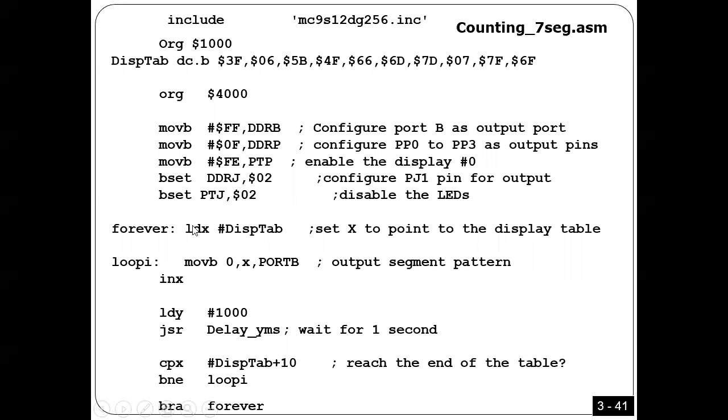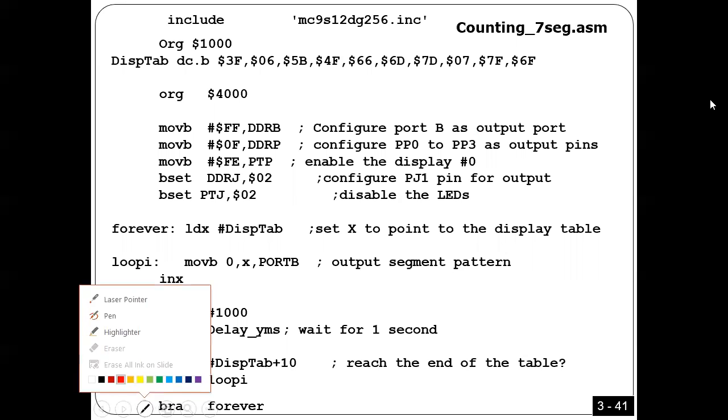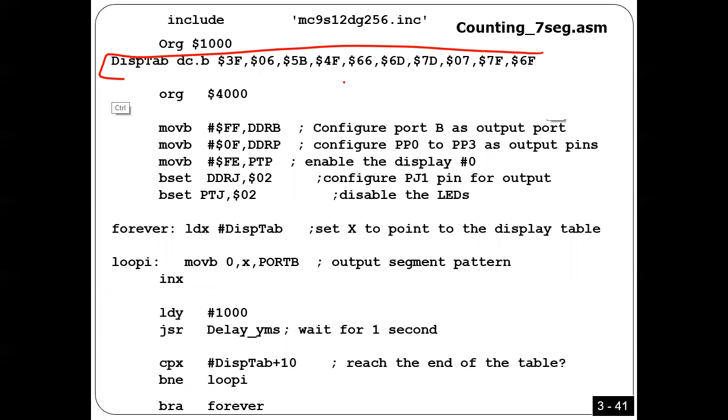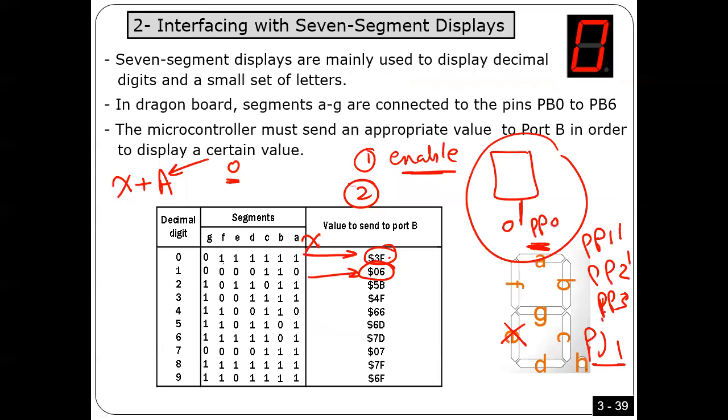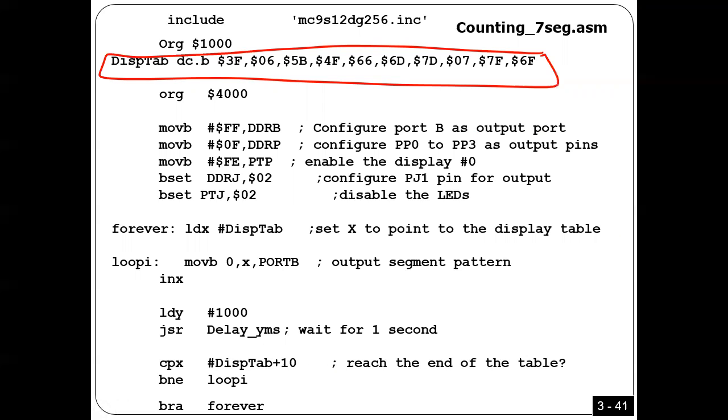Number 1, guys, you have to create an array as I told you this way, right? It's the same values here, because this is the code I have to send to port B. This is for number 0, this is number 1, all the way to number 9. That's okay. And then you have to configure port B as output. You have to configure port P as output. You have to configure port J.